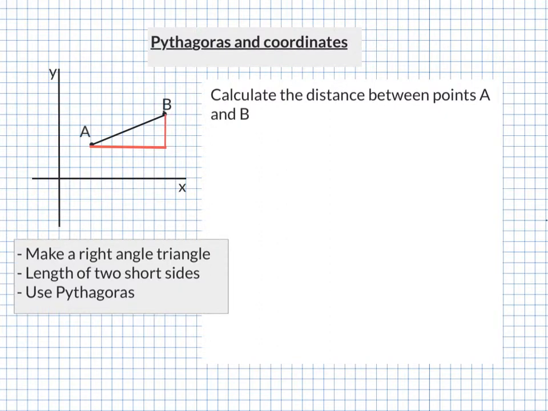Next, I'm going to count how long my two sides are. So let's go first along the horizontal side. So I'm going to have 1, 2, 3, 4, 5, 6, 7. So it's 7 along, and let's see how much we've gone up. 1, 2, 3. So there is my right-angled triangle there.